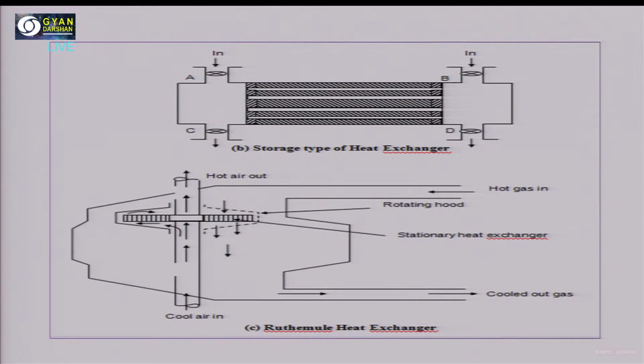And the Rudimul heat exchanger is there, where hot gas is coming in, if you can see in the figure here. I am showing it with the cursor. Hot gas is coming in at the top, and after cooling takes place, the cooled gas moves out from the bottom. In the middle portion, you can see there is the stationary heat exchanger. There is one more fluid, air, being moved in. Cool air moves from the bottom and comes out from the top as hot air. So these two fluids exchange heat amongst themselves and move out according to our need.